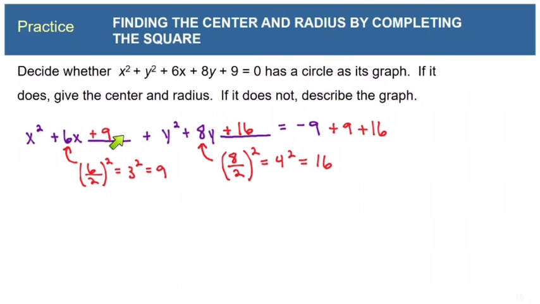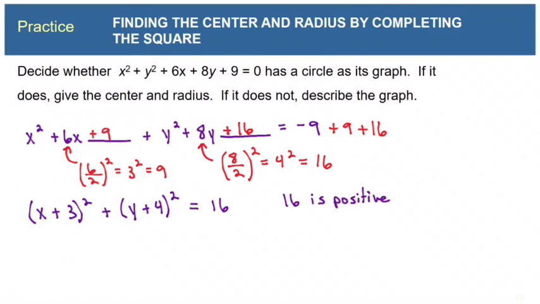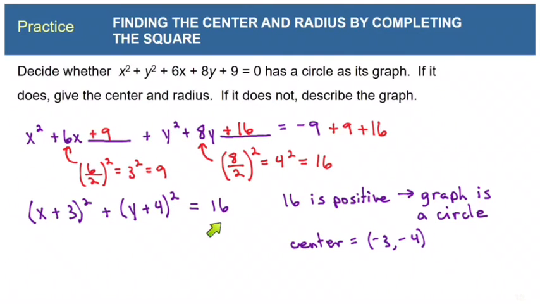Now we can factor both trinomials. The first one becomes x plus 3 squared. The second one becomes y plus 4 squared. The right side adds up to 16. So we do have a positive number here. And that means we're going to get a circle as our graph. And the center of that circle will be at negative 3, negative 4. And the radius will be 4.